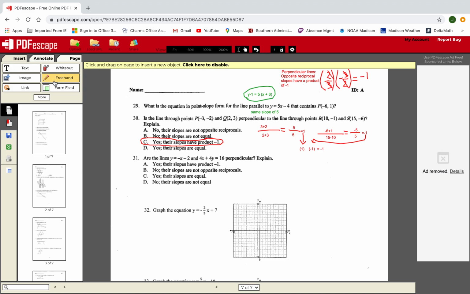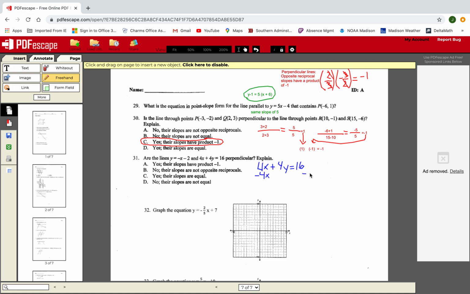I'm going to start with changing the color. Let's go blue. Okay, let's see if we can write here. I've got 4x plus 4y equals 16. And I'm trying to solve this for y so I can see what the slope is. Okay, so I'm going to start off by subtracting 4x from both sides.